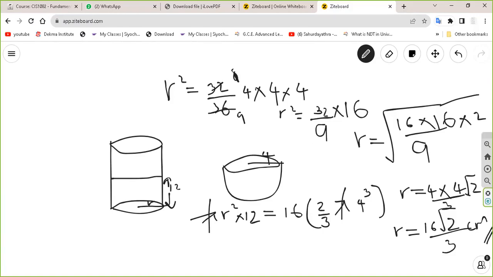Second question, you have to solve it using the logarithm table. I leave it to your further studies. Is there any doubt about the 2021 question? No, sir. Okay. So shall we move to the next question?